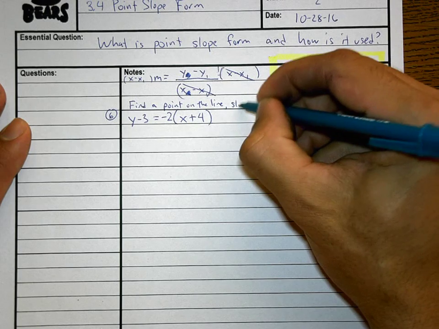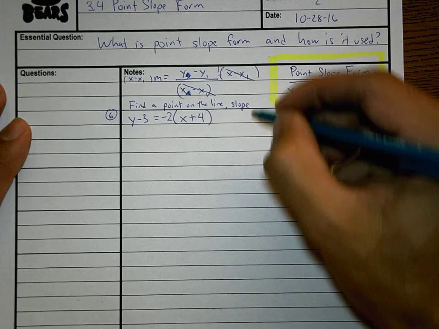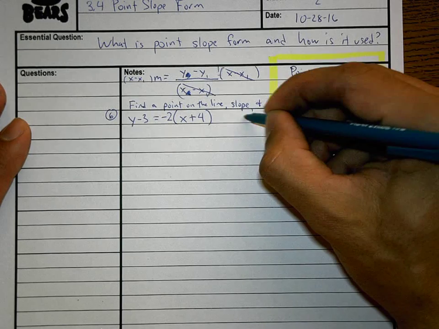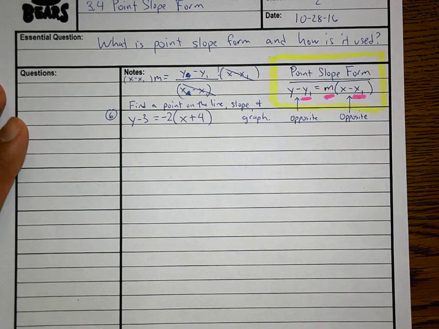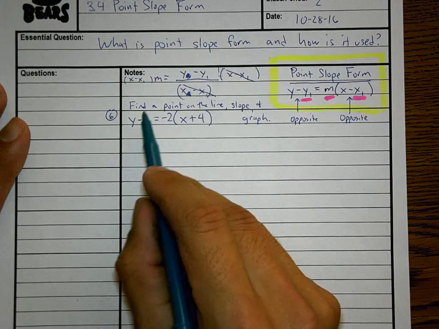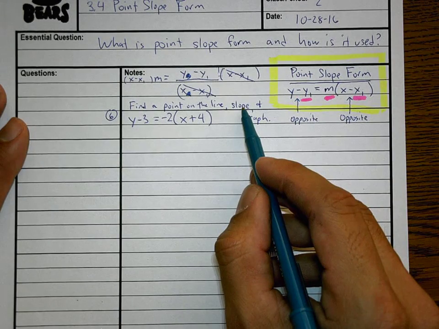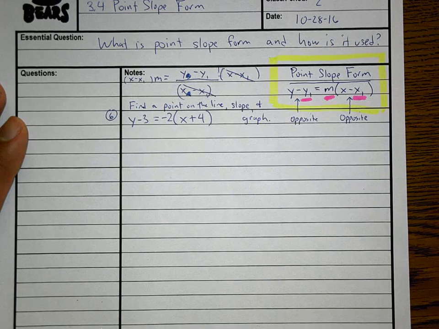Find the slope of the line and graph. Find a point on the line, find the slope of the line, and graph it. And literally, there is very little work for you to do.